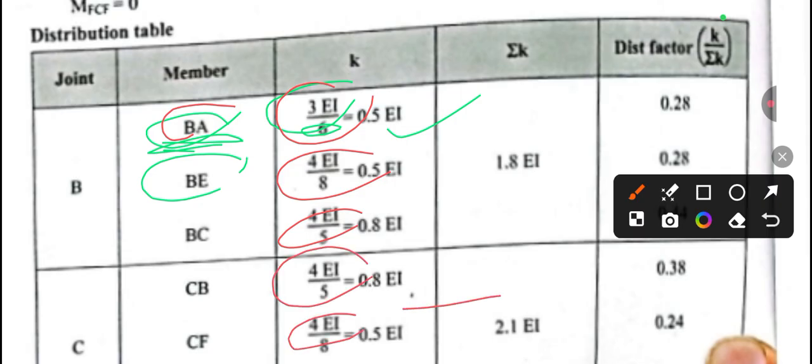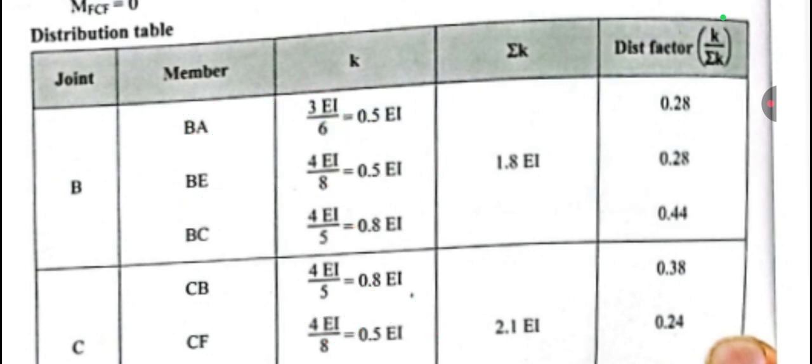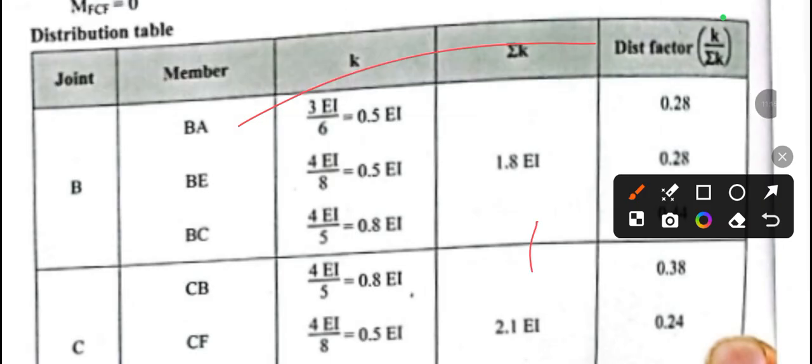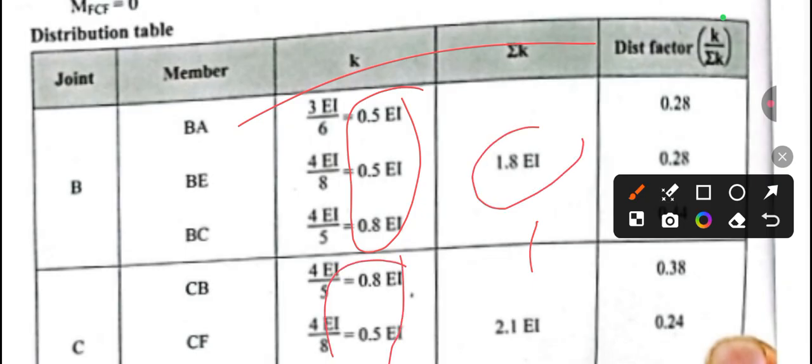So only this much. And L means we have to apply the respective value. This is 4, this is 5, this is 5. So finally you get all these values. Okay, never confuse. Now you can see we have to add all these values, that is 1.8, and we have to add all these values. We get 2.1 a. Okay, only this much.